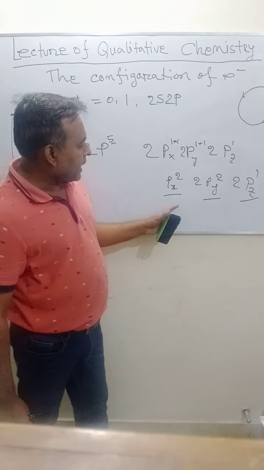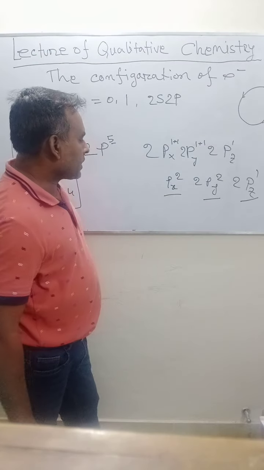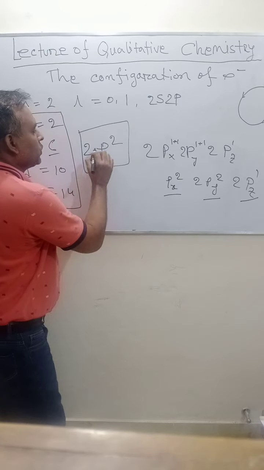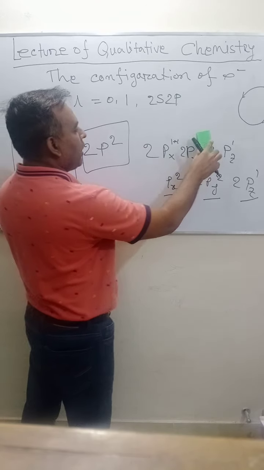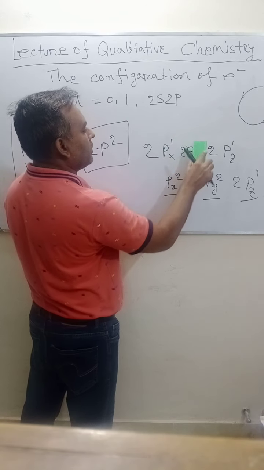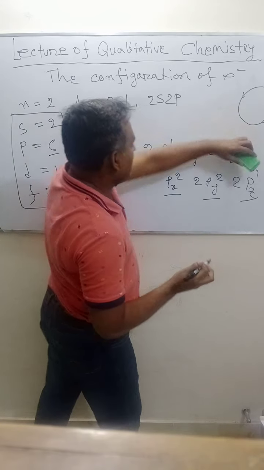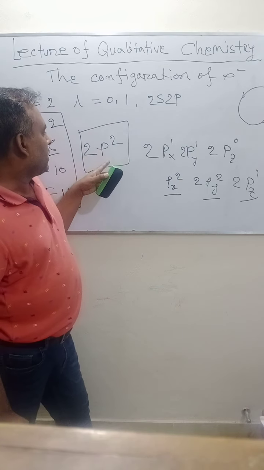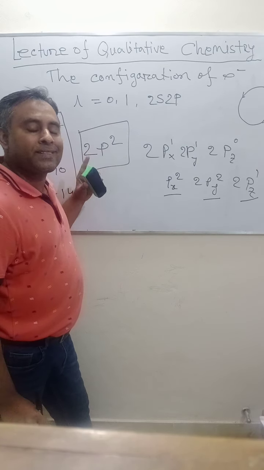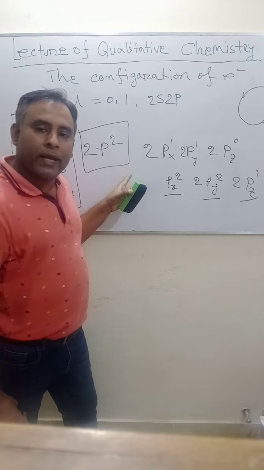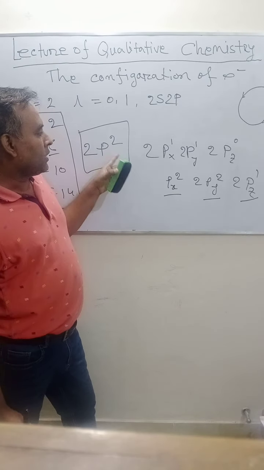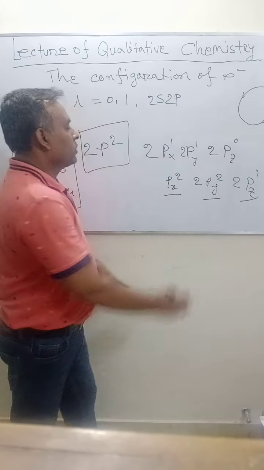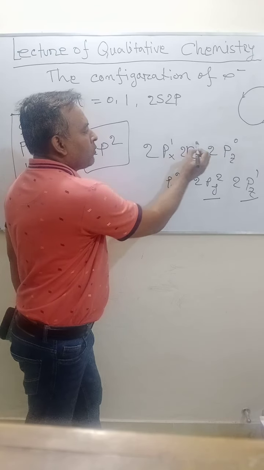Energy of px, py, pz are the same. Clear? Okay, if you have 2 electrons here, how will you configure? First you have to give one here, one here, another here. Clear? If you have 2 electrons in the 2p subshell, then you have to configure according to Hund's rule like this way: 2px, 2py, 2pz, 1, 1.